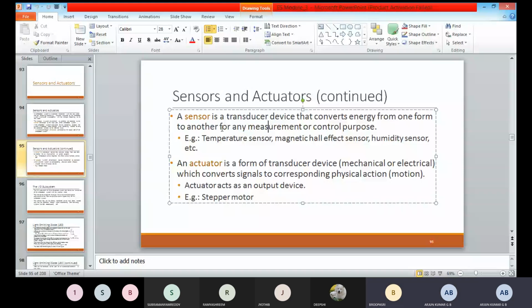That's why all the sensors are connected to the input ports, and all the actuators are connected to the output ports. And some of the sensors are connected through the optocoupler as well as the ADC.